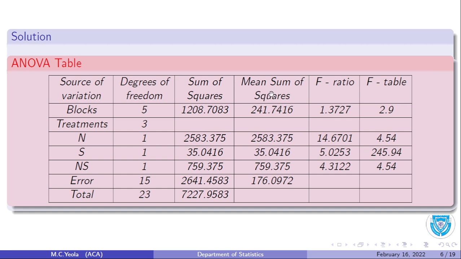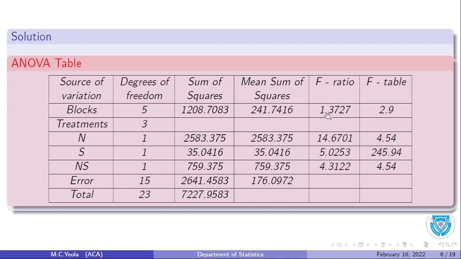And then in the next column we obtain the mean sum of squares. That is the sum of squares divided by degrees of freedom. So this divided by this gives this value. This divided by 111 we'll get as it is here, and the error sum of squares divided by its degrees of freedom 15 gives this value here. So after getting these values we find the F ratio here.